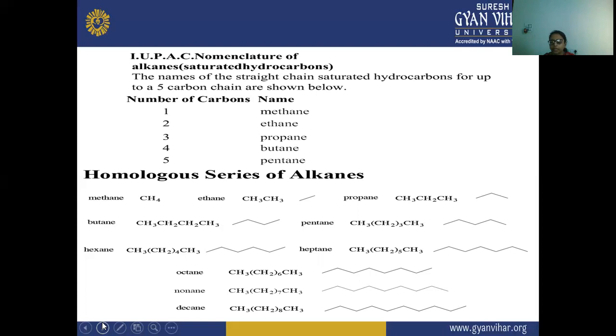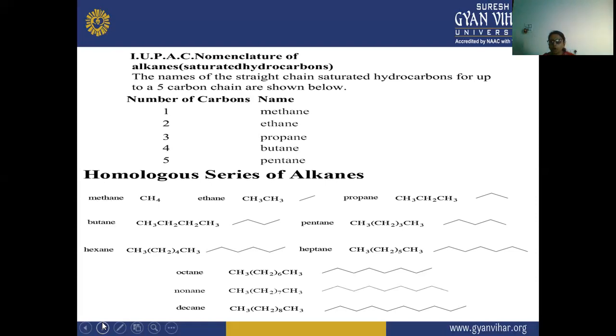Next is 5 carbon atoms. In this 5 carbon molecule, the carbon atoms are bonded by single bonds. This is a straight chain, and it is a saturated chain because a single bond is present between each carbon atom, and that is why it is known as pentane. Pent means 5, and ane means alkane.